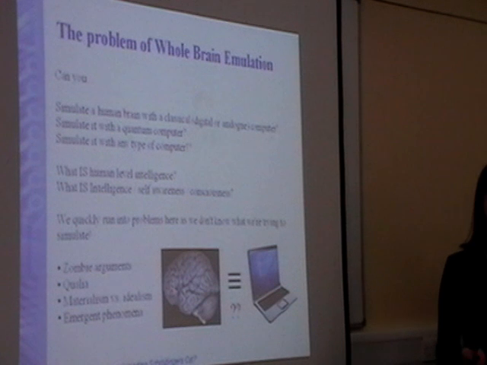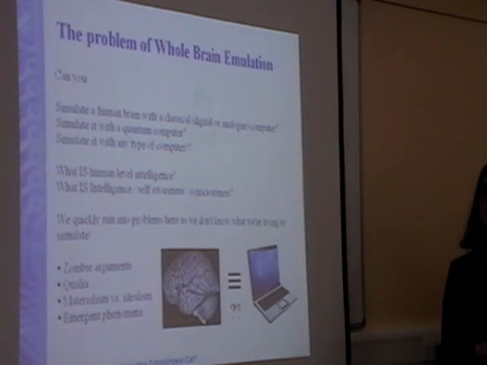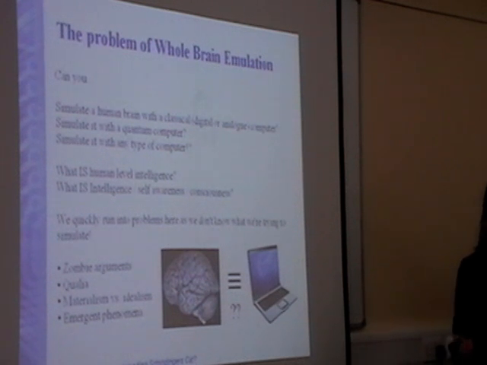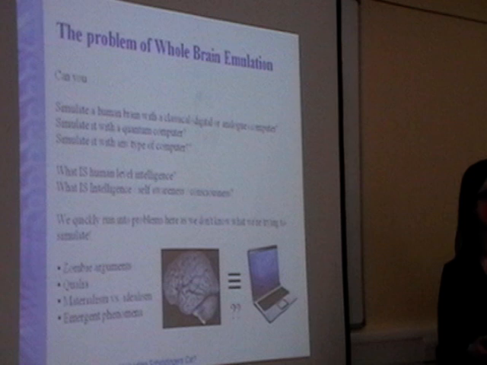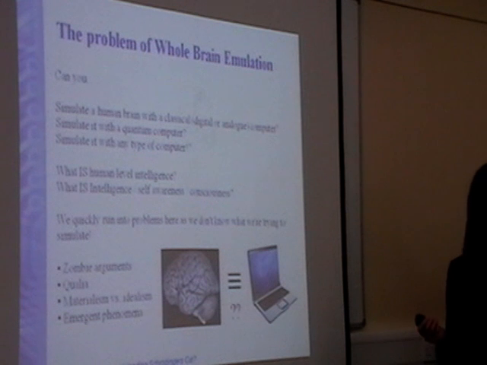So the problem with whole brain emulation is basically, can we simulate a human brain with a classical computer? If not, can we simulate it with a quantum computer? And can we simulate it with any type of computer? And what you quickly find when you ask this question is, what is human level intelligence? What is self-awareness, consciousness, and all this?